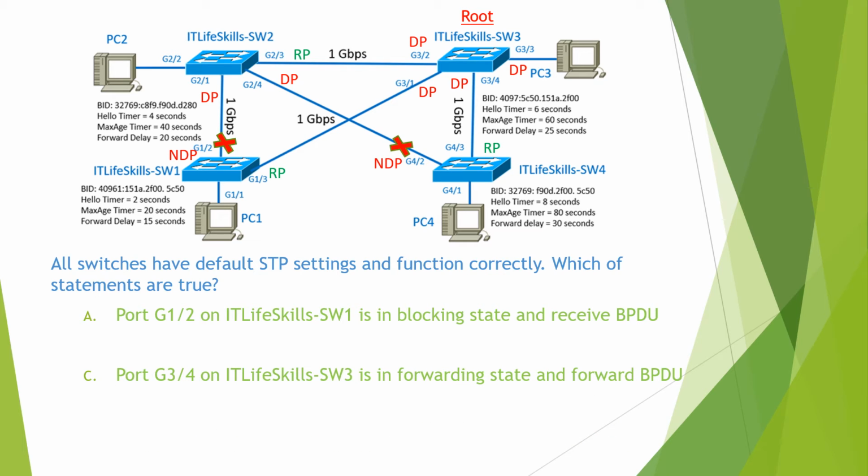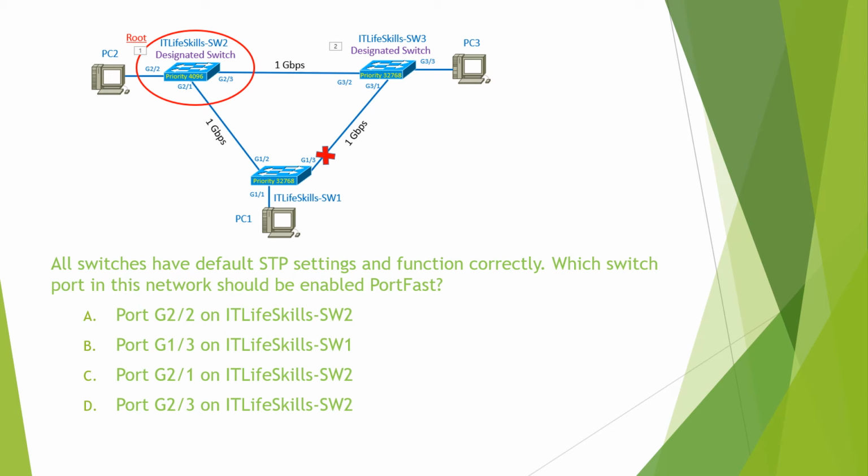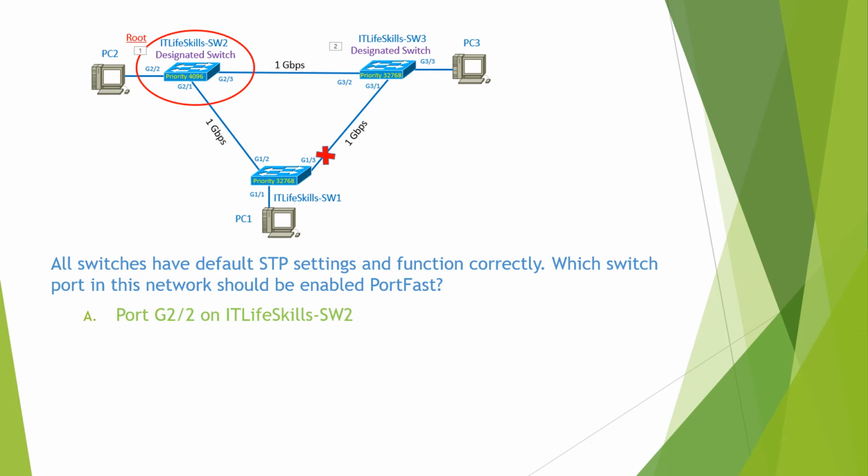You can find the detailed explanation for this question in the video, How Spanning Tree Protocol Works. The question reads, all switches have the default STP settings and function correctly. Which switch port in this network should be enabled with PortFast? The PortFast feature should be enabled on the port that is connected to a host. Therefore, the answer for this question is A.